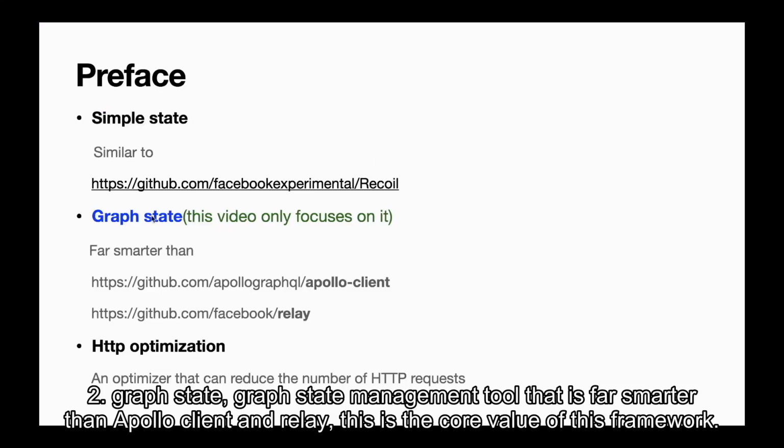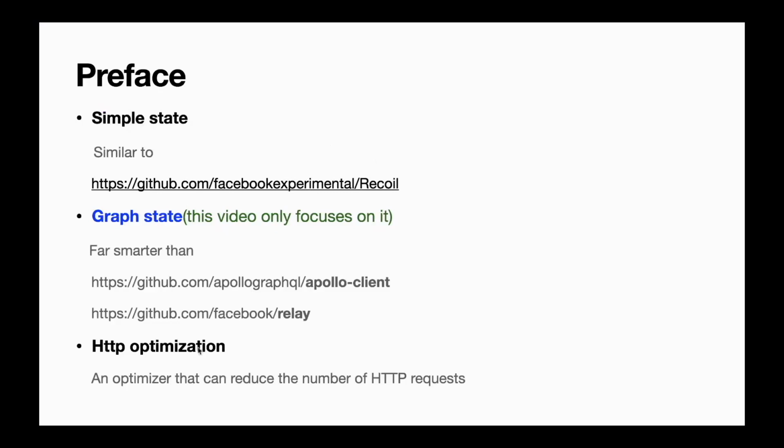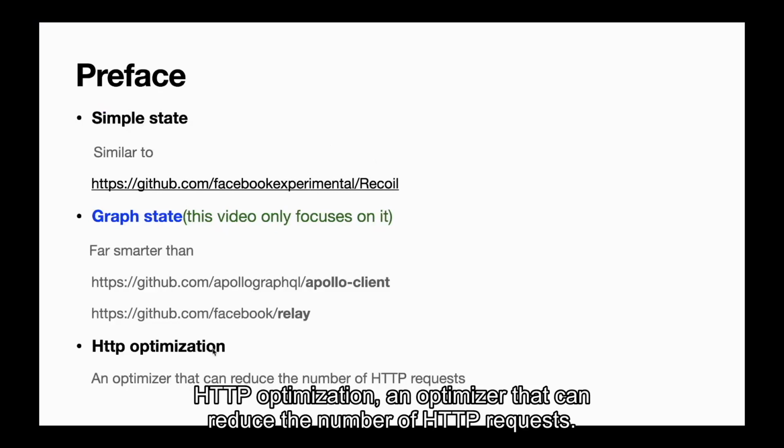Second, a GraphState management tool that is far smarter than Apollo Client and Relay. This is the core value of this framework. Third, HTTP optimization, an optimizer that can reduce the number of HTTP requests.